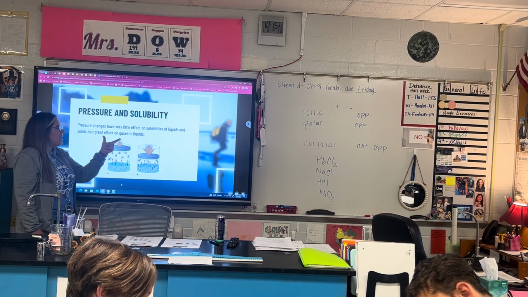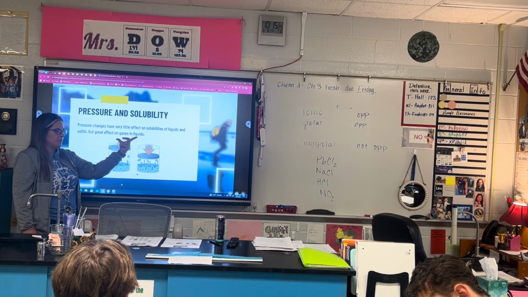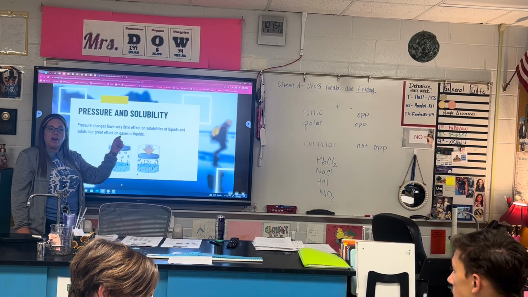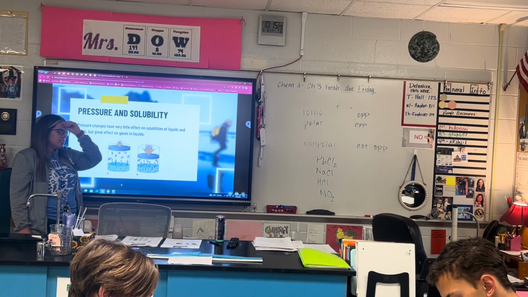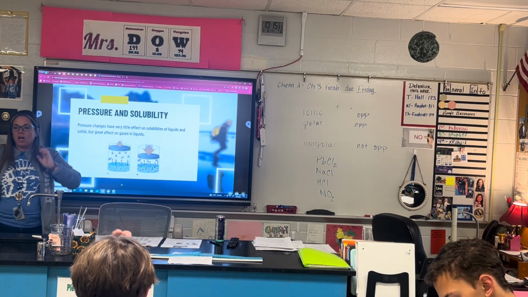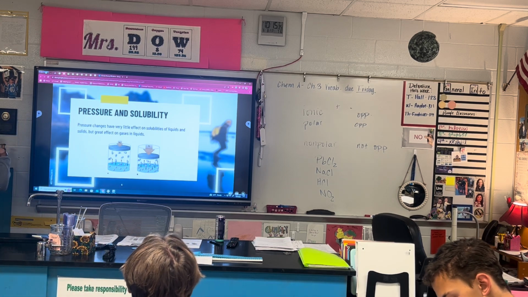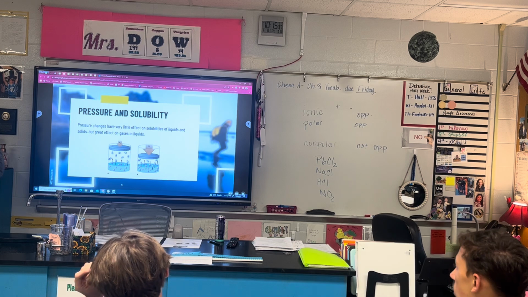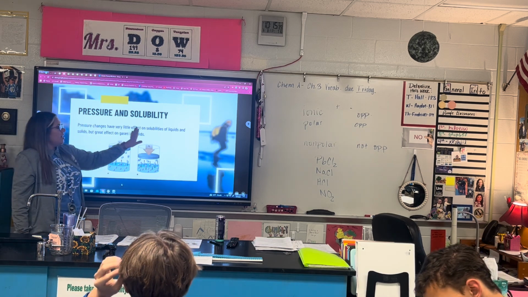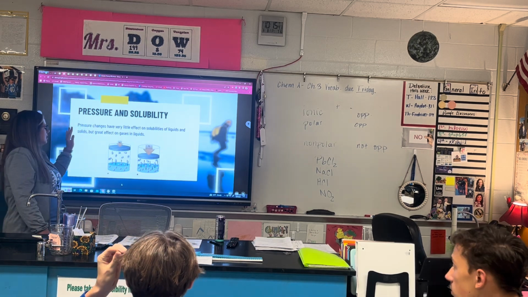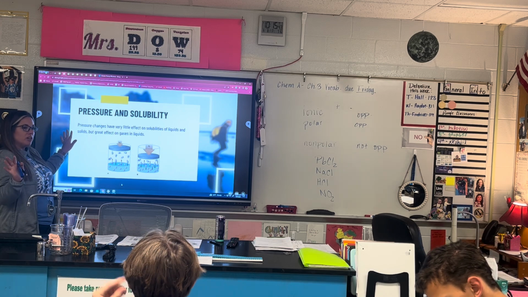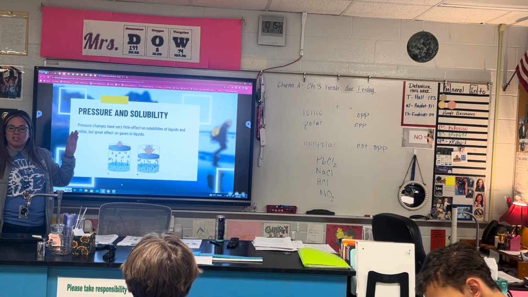It mostly affects gases. That's a key thing you need to know. I feel like if I'm recalling, that's a test question. I would make sure you have that written down, or you have indicated that in some way, shape, or form. Pressure does not affect the solubility of liquids and solids. Pressure affects the solubility in gases.